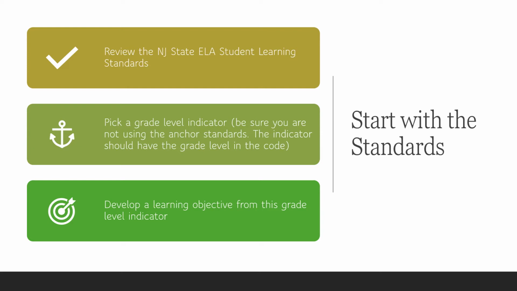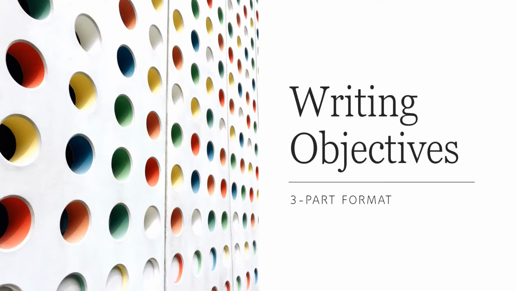You'll notice the way the standards are organized. The first page in a particular topic will be the anchor standards that are for high school, and then the next page shows you what is expected for your grade level. And then you're going to develop a learning objective from the grade level indicator. So let's talk about how we make writing objectives using a three-part format. You're going to love this in the end. It's a little work to get started, to get used to it, but it will be so helpful to you in so many ways.